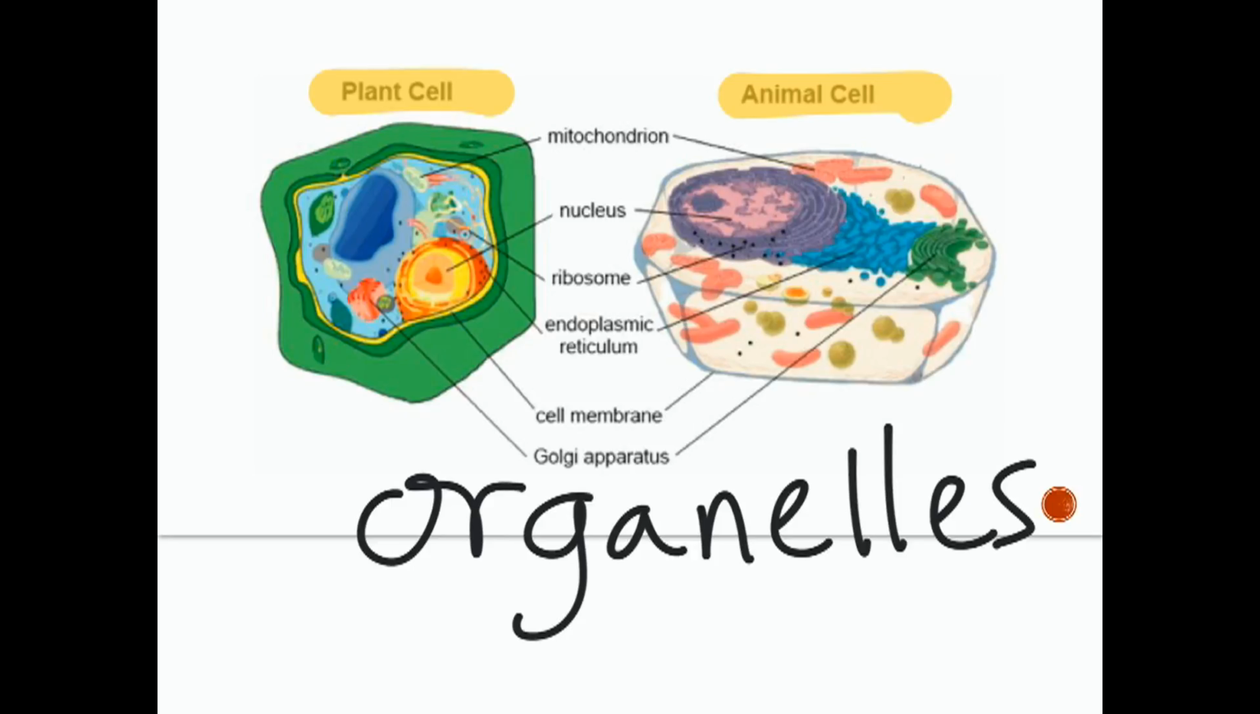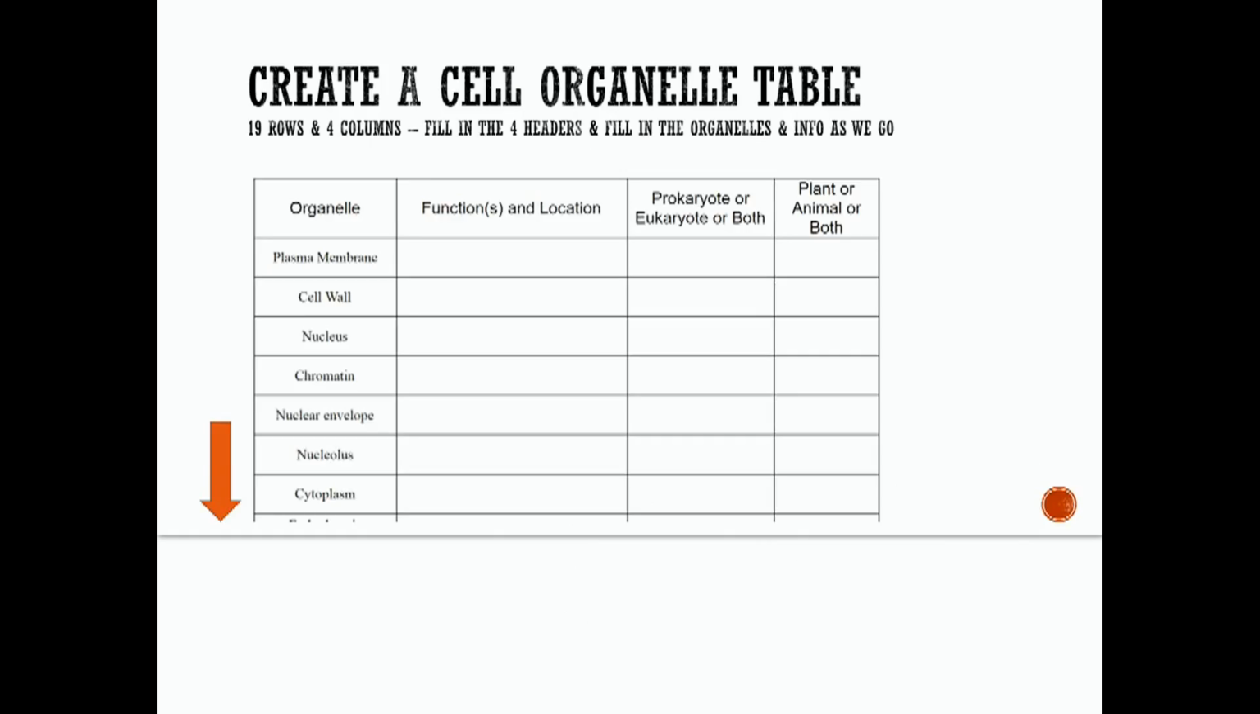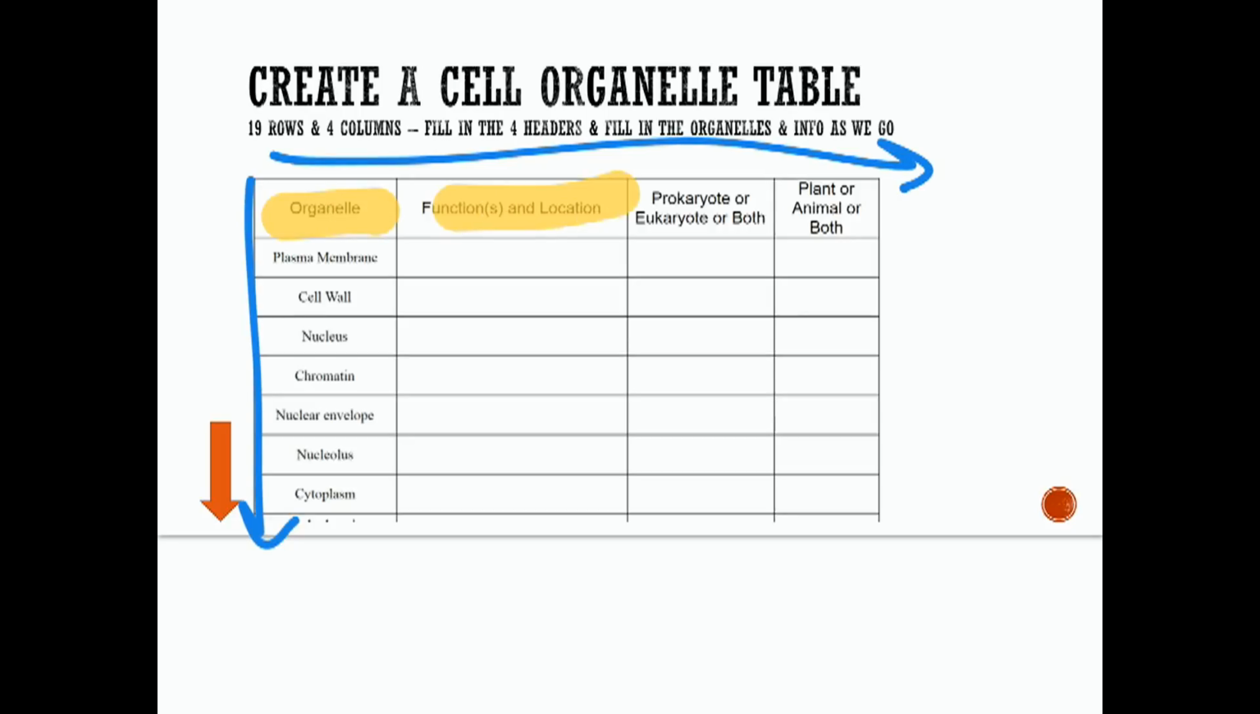Organelles. In your biology notebook, I'd like for you to create a cell organelle table. You are going to need 19 rows and 4 columns. You can go ahead and fill in these headers up top. And you can fill in the names of the organelles and the information as we go along. So pause this and create the outline for your table.